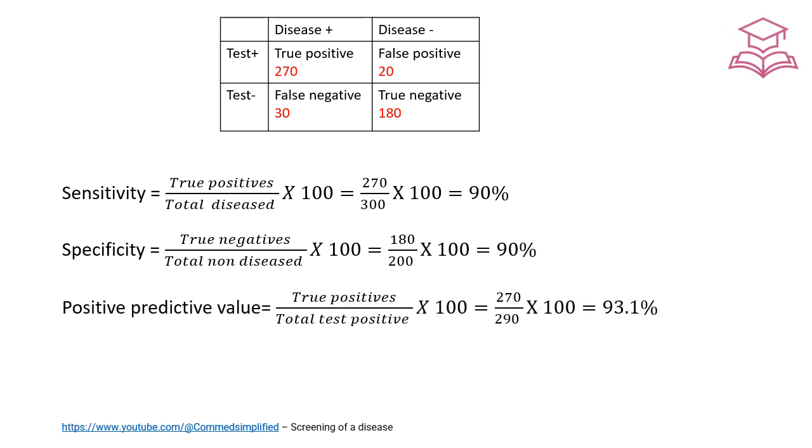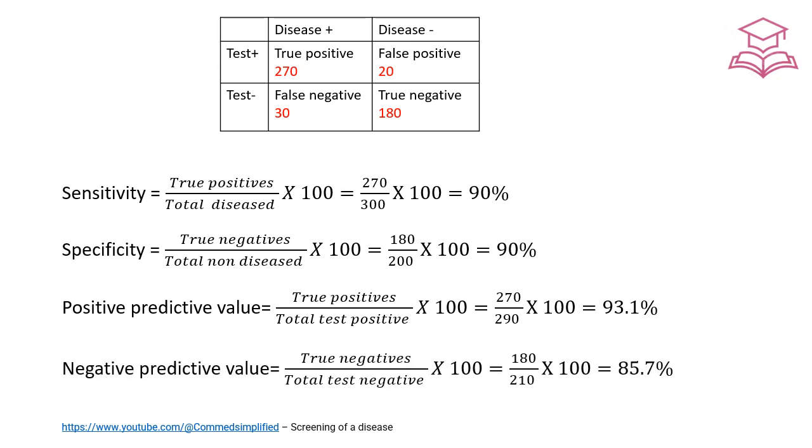Positive predictive value is equal to true positives by total test positive into 100. This is equal to 270 by 290 into 100, equal to 93.1%. And negative predictive value is equal to true negative by total test negative into 100. This is equal to 180 by 210 into 100, equal to 85.7%.